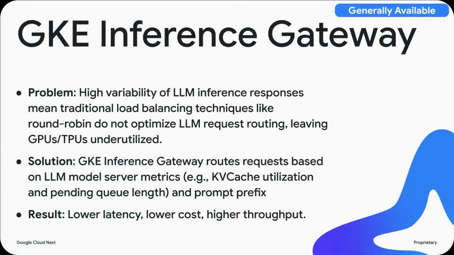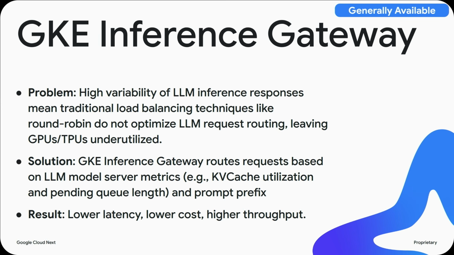OK, so next I want to talk briefly on inference and some of the investments we've been making for inference. GKE Inference Gateway is something that we announced last year at Google Cloud Next. It was available as a preview last year. It became generally available late last year. And the fundamental problem that GKE Inference Gateway solves is that when you are routing incoming requests to a replica, you've got lots and lots of replicas of your model server.